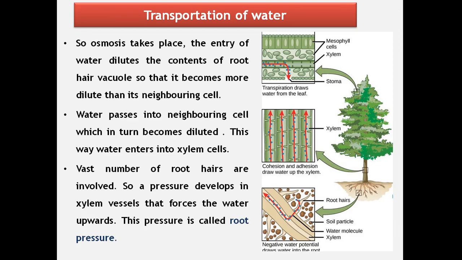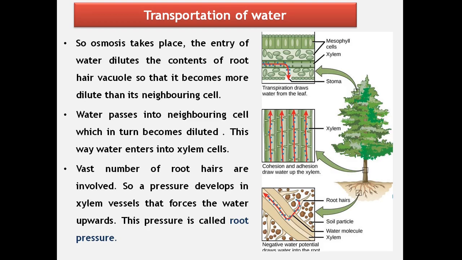So, that it becomes more dilute than its neighboring cell. Then the particular cell becomes more dilute. By the entry of this water, it becomes more dilute than its neighboring cell. So, the water passes into the neighboring cell, which in turn becomes diluted. Like this process from one cell to another cell, because of osmosis, the water passes and ultimately it enters into the xylem vessels.